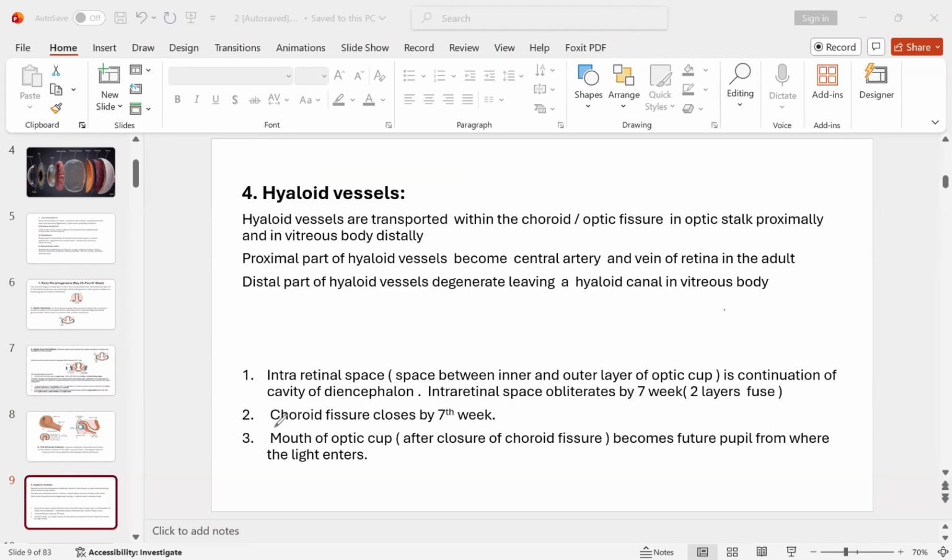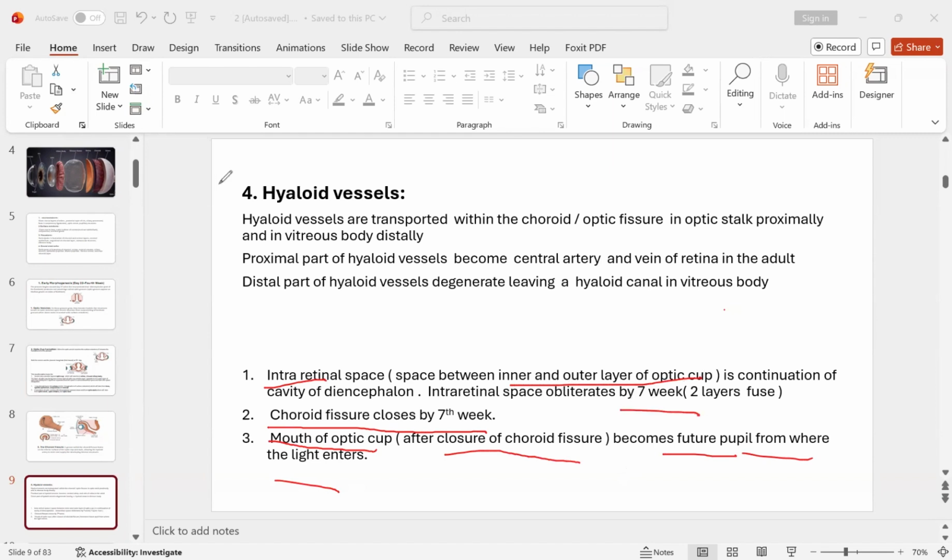The choroid fissure closes by the seventh week, and this closure converts the mouth of the optic cup into the future pupil, from where the light enters. Intraretinal space: there was a space between the two layers of the optic cup, which we call intraretinal space. This space also obliterates by the seventh week.